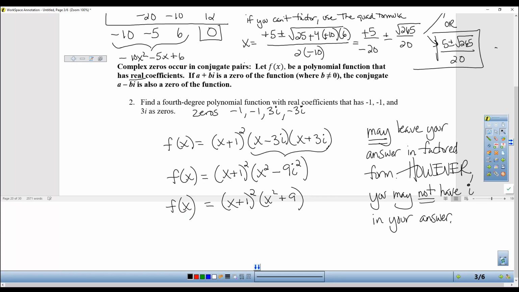Okay, so your book is always going to multiply this out, which, good for them. That's a lot of work, but there's nothing wrong with this answer. You could type this into your graphing calculator. You can find zeros easier. This is a great form. So there's no reason to multiply it out.